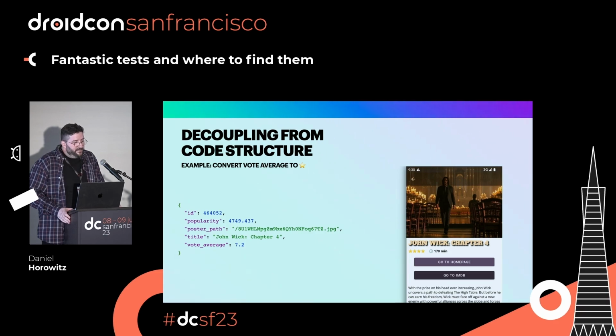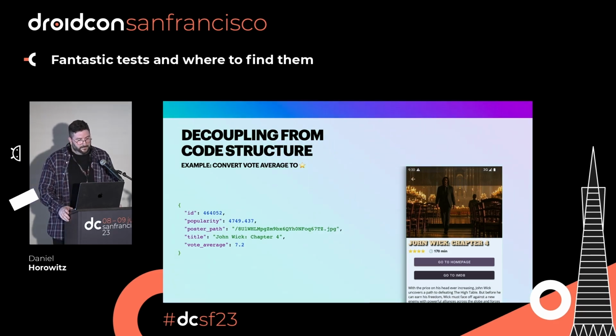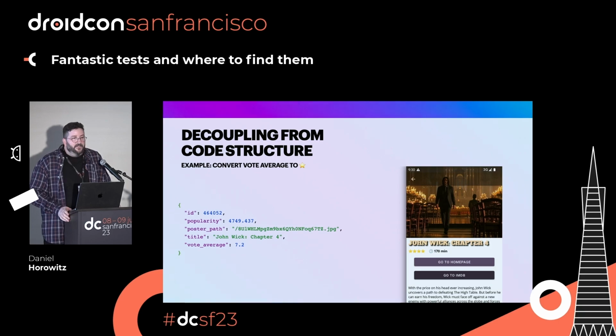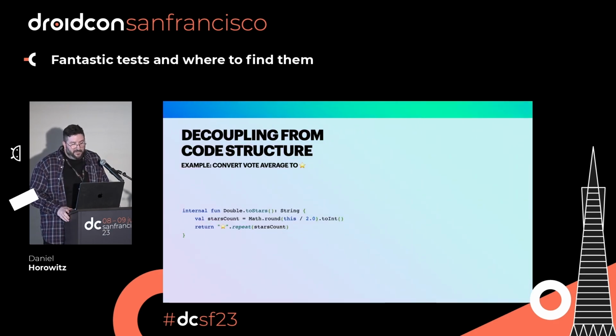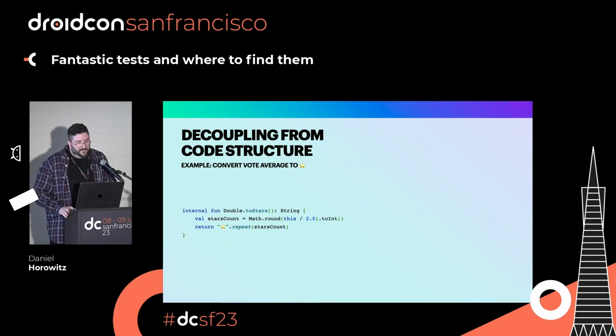So let's say we have this API, and we want to convert the vote average, the last field there in the JSON, to stars, just like you see on the right, below the title field. Okay, so then you build a simple function that converts a double into the stars emoji, right? So you do a math round, you divide it by 2, and you repeat the star emoji with that count.